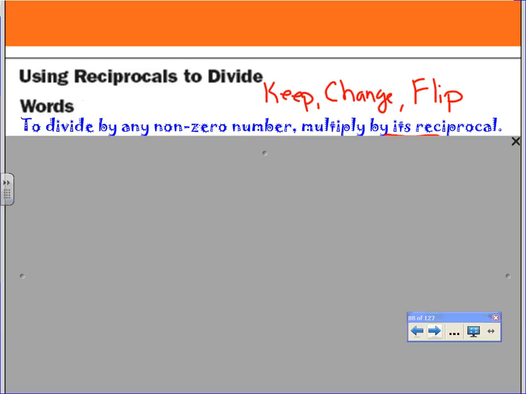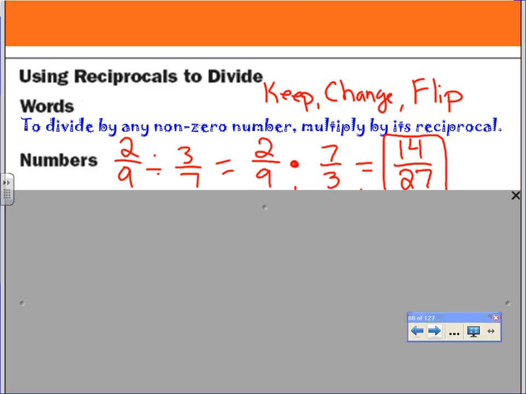Okay, so first example using numbers, from your book. We have 2/9 divided by 3/7. So here's how you convert this to multiplication. When you're dividing numbers or fractions, you need to keep the first fraction, so we're rewriting 2/9. You need to change the operation from division to multiplication, and then you need to flip the second fraction or number. 3/7 becomes the reciprocal. The reciprocal of 3/7 is 7/3. Is everyone with me on keep, change, flip?